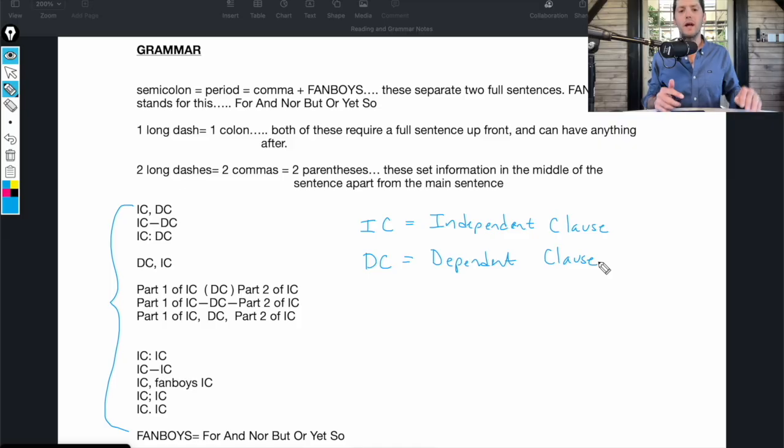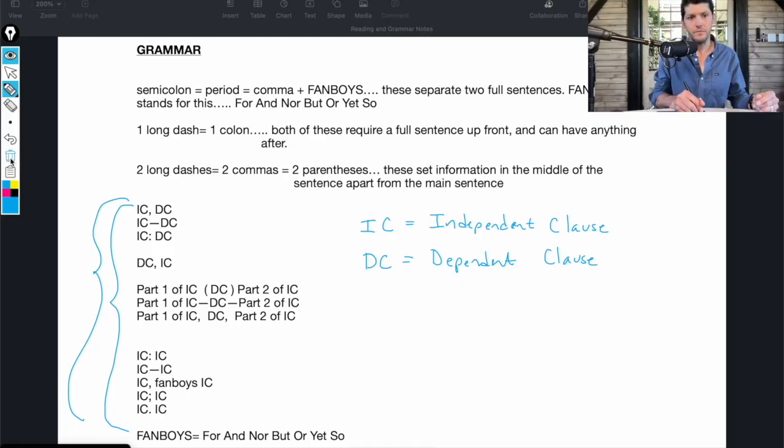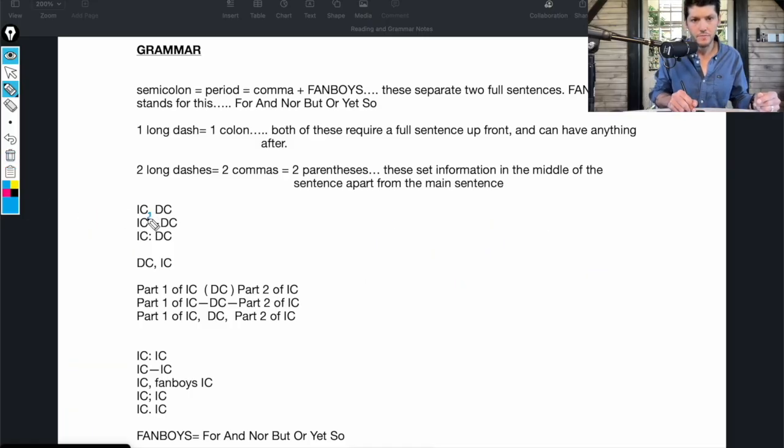Okay, and what I have here in this set of brackets is every possible combination of 2 clauses that you'll see on the test. Okay, and I think that you'll see in the world. All right. And so the first set is if you have an independent clause and then a dependent clause. And there's 3 options for this. There is a comma, and commas are the most flexible form of punctuation. They can do the most things.